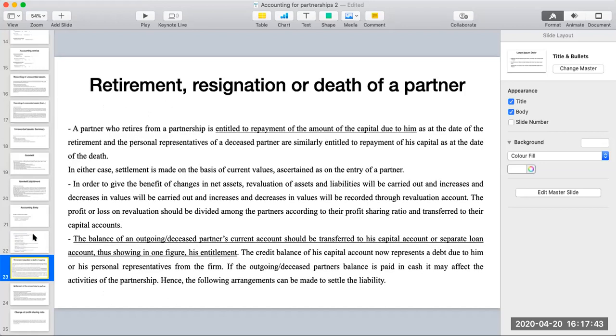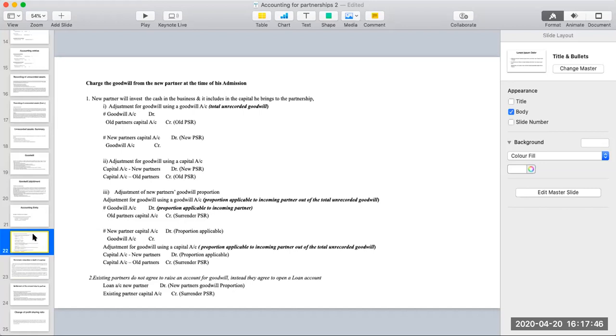Right. If you want to understand what the surrender profit sharing ratio is, it is the sacrificing ratio, which is the difference between the old profit sharing ratio and the new profit sharing ratio. For example, let's say the business originally has 2 partners and their profit sharing ratio is 2 to 1. And another new partner is coming into the business, then there are 3 partners and their profit sharing ratio changes to 8 to 4 to 3.